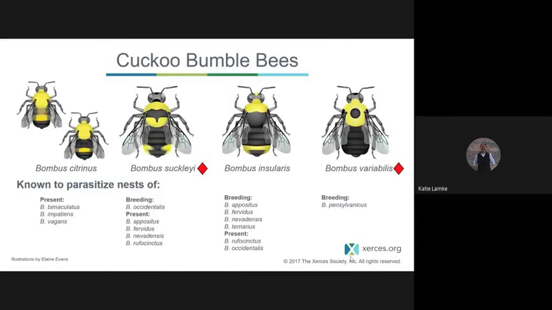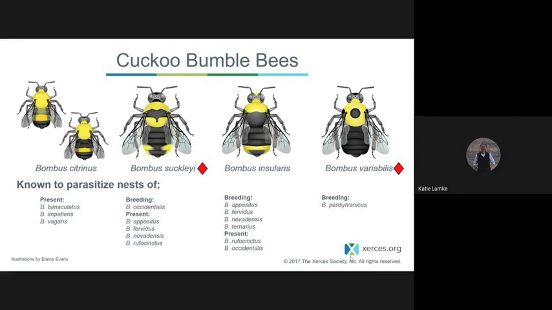So there's 4 different species that could occur in our area. One of them is Bombus citrinus, which has a couple different color pattern variations. Bombus suckleyi, Bombus insularis, and Bombus variabilis. And underneath each species, it shows which bees they have been found present in the nest and which bees they have actually been found breeding in the nest.